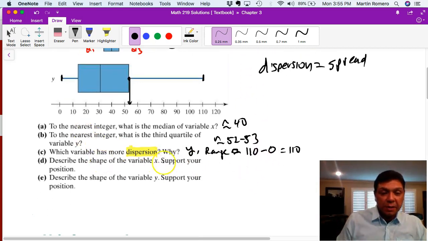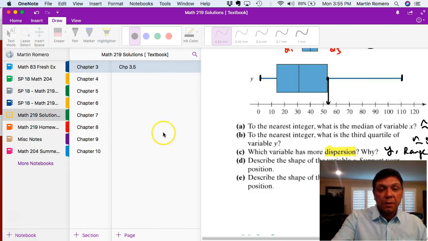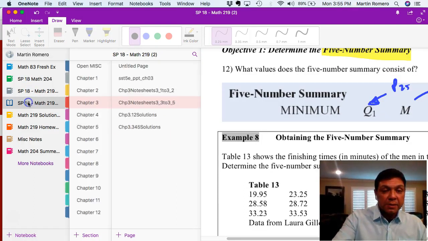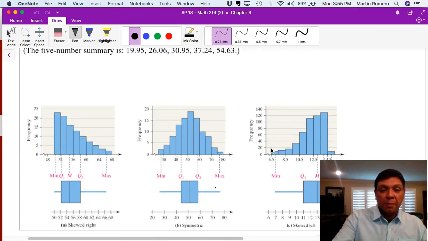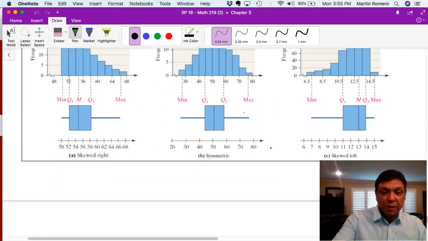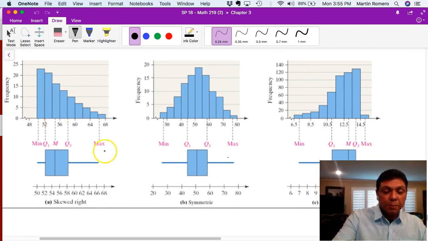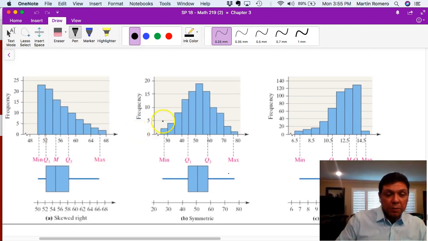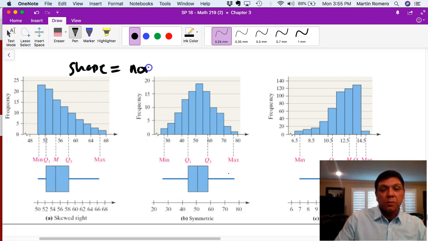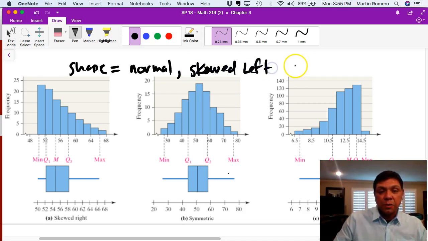Describe the shape of variable x and y. To do that, we go back to our notes from the lecture. Down here at the bottom, the last piece of these notes, we talked about these spreads. When we talk about the shape, we're going to use terms like normal, bell shape. We're going to use skewed. We could say skewed left. We can say skewed right. We might even say uniform.